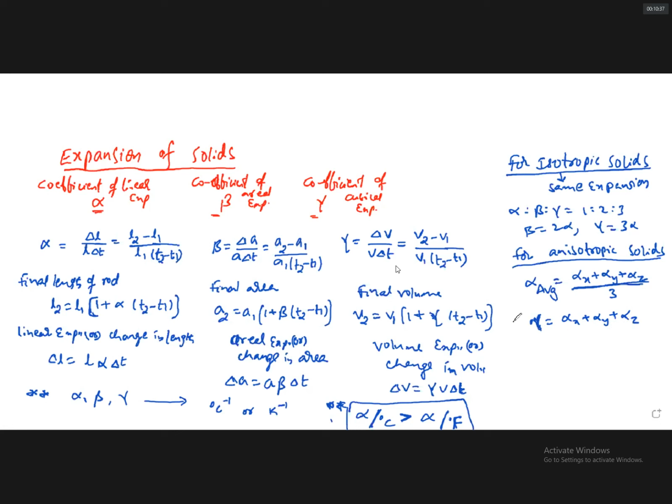And similarly, beta is equal to 2/3 of alpha x plus alpha y plus alpha z. It is 2 times the alpha average, where alpha average is given as alpha x plus alpha y plus alpha z by 3. So we get 2/3 of alpha x plus alpha y plus alpha z. That is in the case of anisotropic solids, and this is for isotropic solids. So based on these relations, now we are going to see some models.